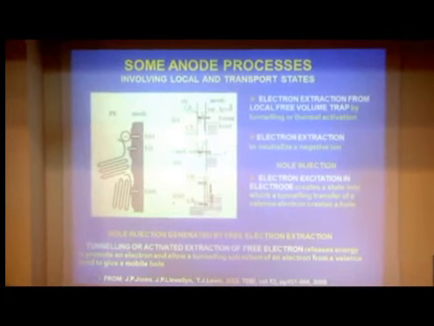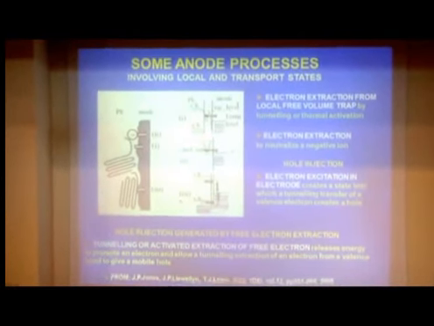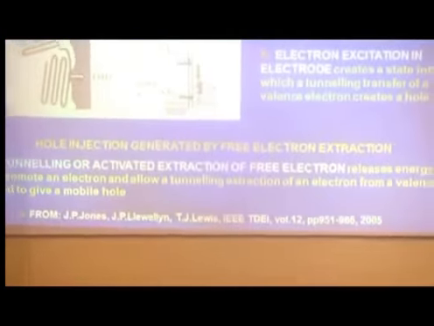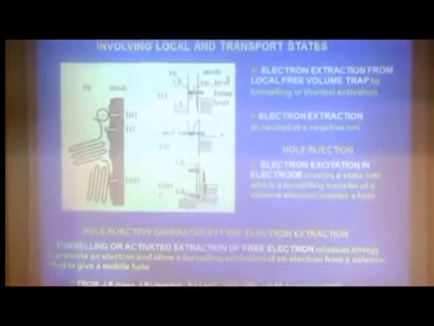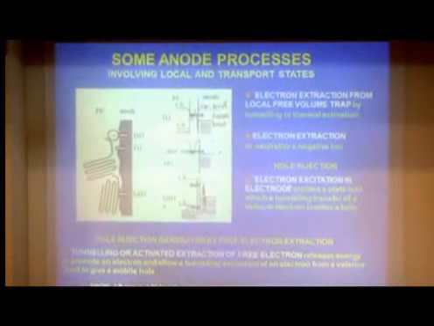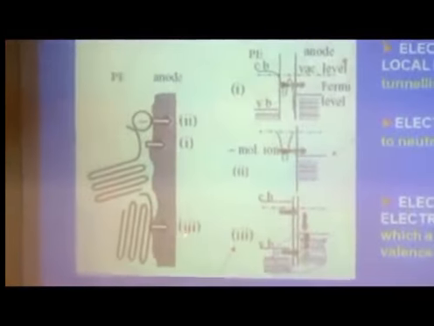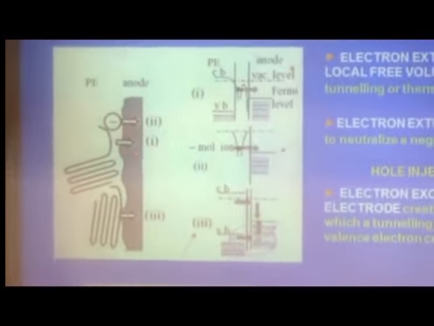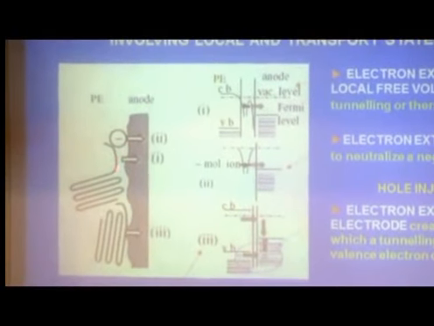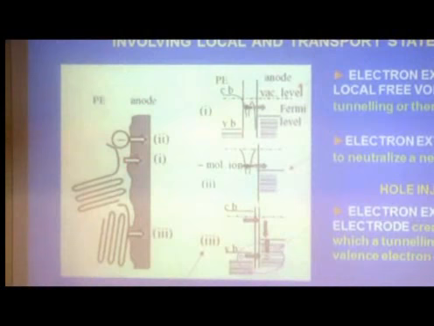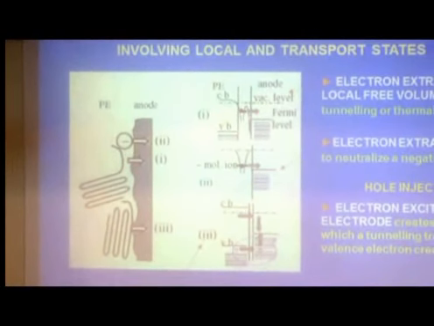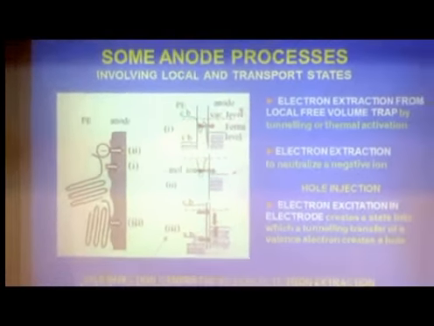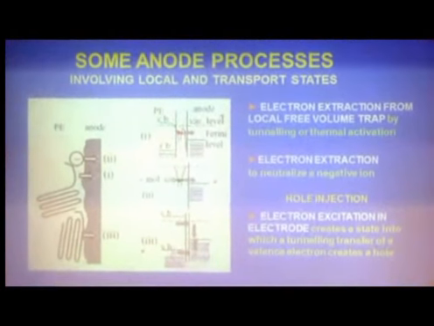So, here I've taken from John Lewis's paper a range of anode processes. And he's giving here 3 processes. Actually, number 3 is two processes rolled into one. Number 1 is the anode is positive. Electrons have come across the material to the anode. They have to be extracted. They're almost certainly trapped when they reach the anode. They have to be removed from the trap.